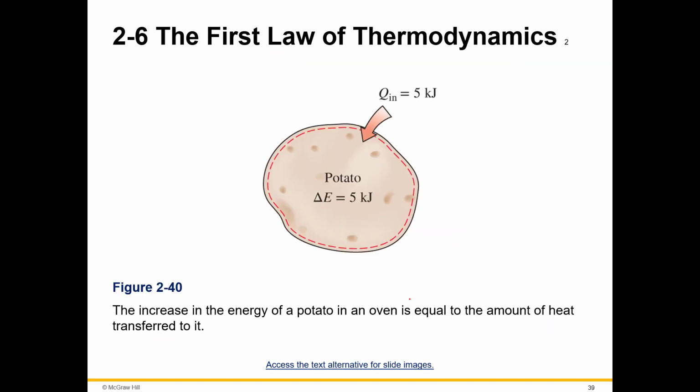Okay, so here you have Q_in, which is heat transfer in. To increase the energy of a potato in an oven, the increase in energy of a potato in an oven is equal to the amount of heat transferred in. So this delta right here means change. The change in energy is equal to 5 kilograms. And that's the heat transfer in that we've gotten in.